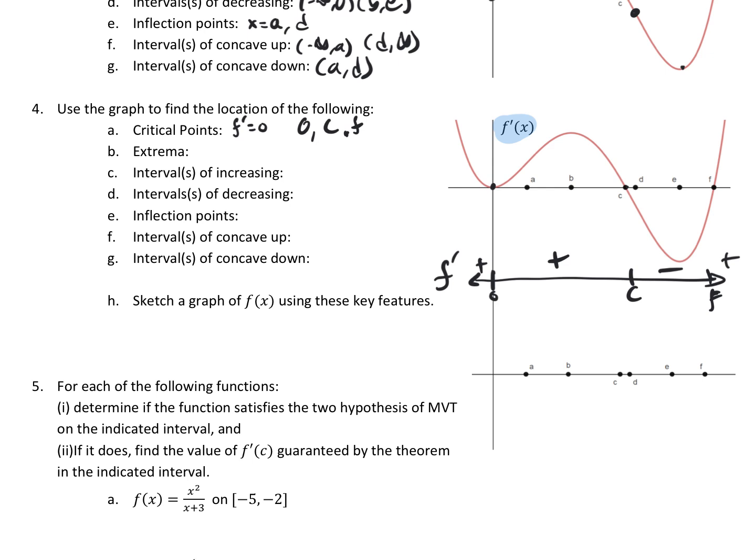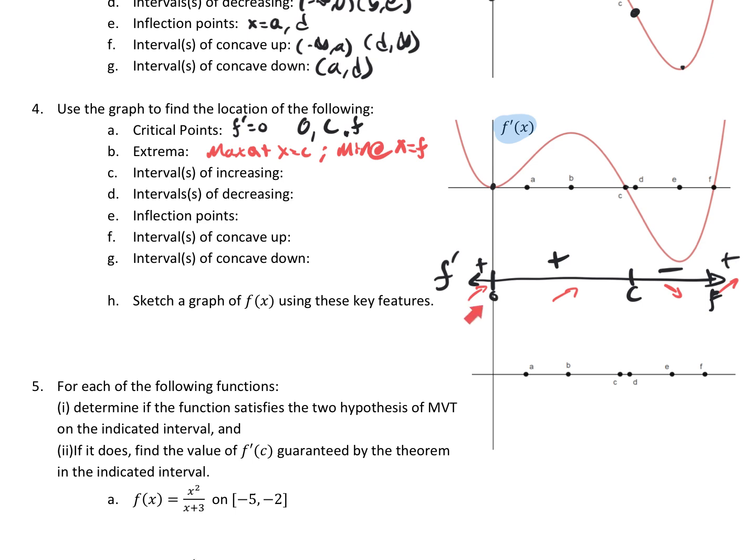So extremas happen when we change increasing or decreasing. Okay, so we change the sign. So we're increasing, we're increasing, we're decreasing, we're increasing. So we have a max at x equals c, and we have a minimum at x equals f. Okay.